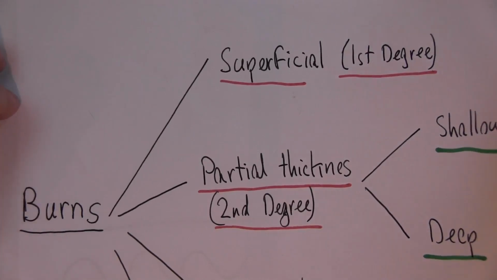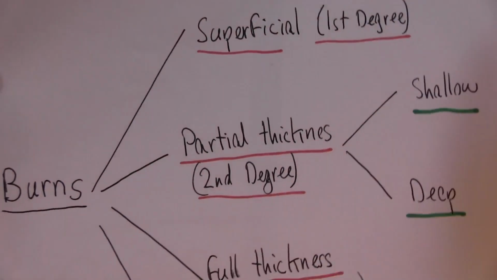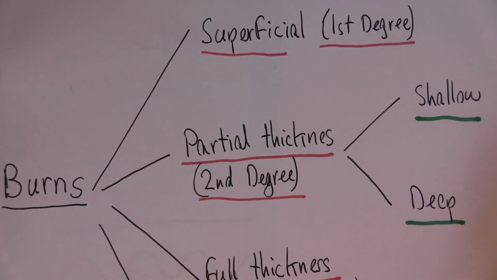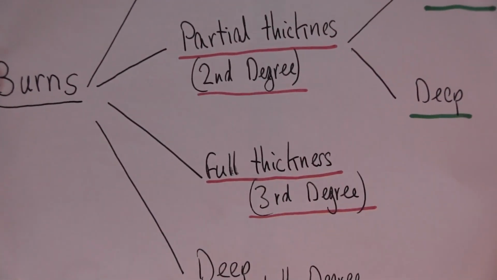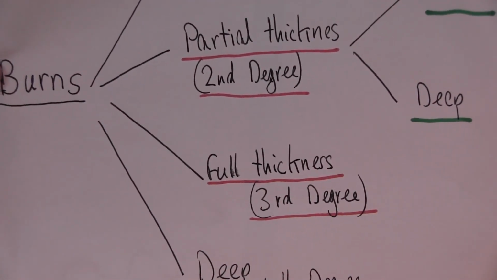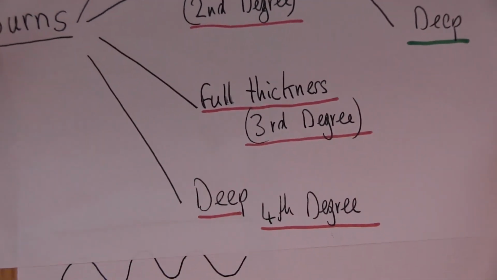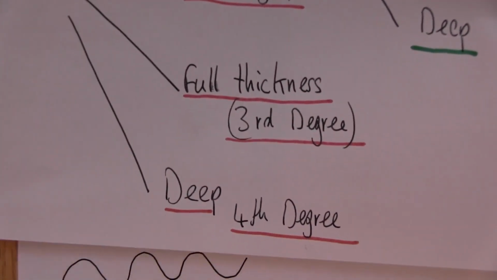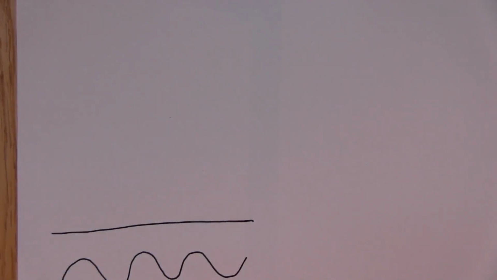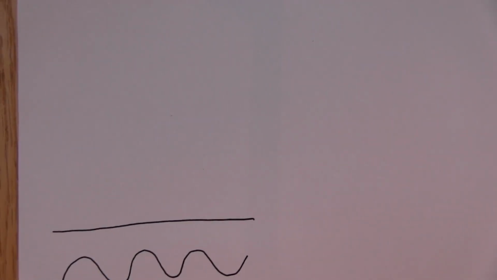Well, here we have our overall classification that we've been using. First degree, superficial burns affecting the epidermis. Partial thickness burns, second degree burns going into the dermis. Full thickness and deep. So we want to look at the partial thickness in this clip.